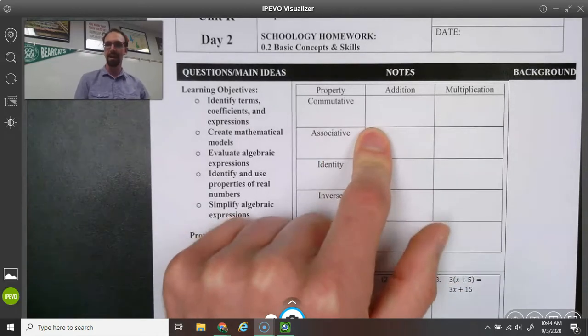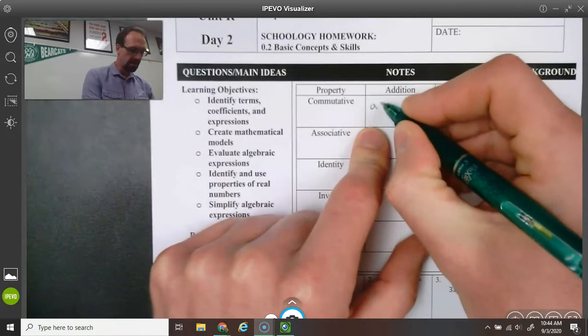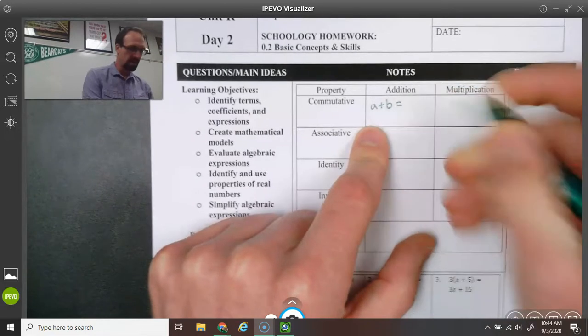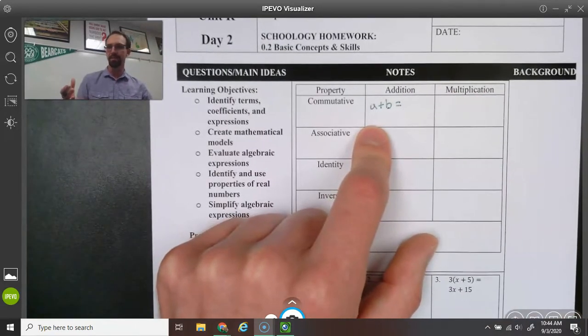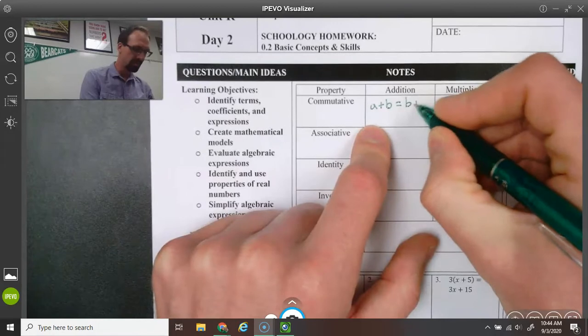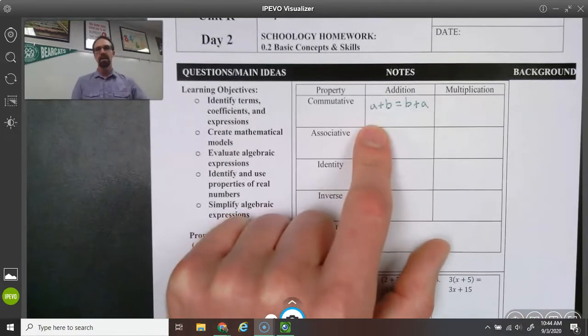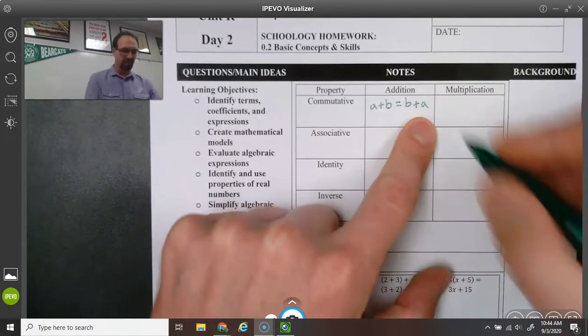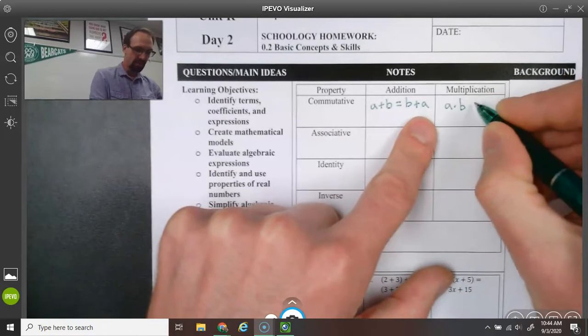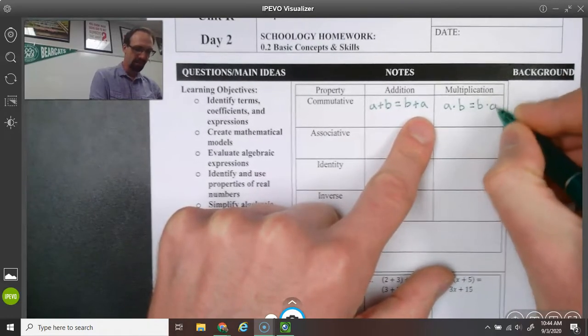Commutative property: if I have a number A and another number B, then the commutative property states that A plus B is the same as B plus A. In multiplication, if you take A times B, then that's the same as B times A.